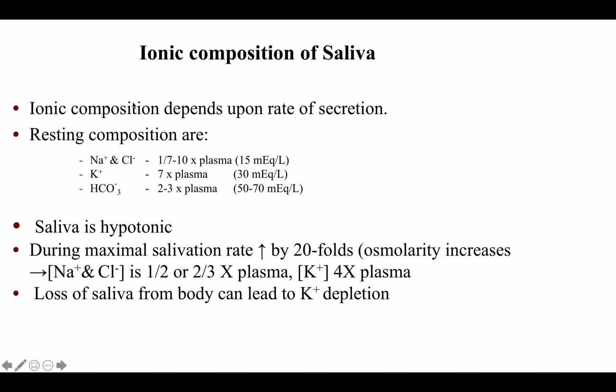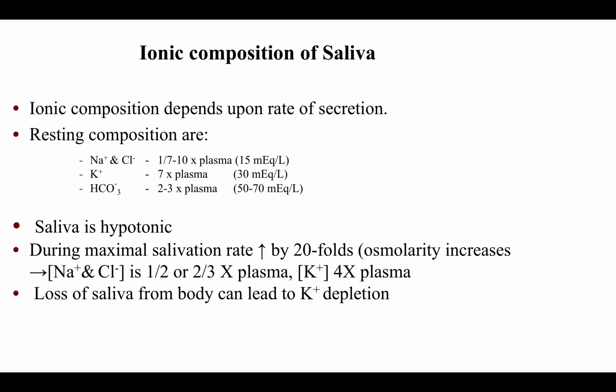Now, the ionic composition of the saliva depends on the rate of secretion. At resting conditions, the sodium and the chloride concentrations equal 1/7 to 1/10 of the plasma concentration. The potassium ion concentration is 7 times as much as the plasma concentration, and the bicarbonate ion concentration is 2 to 3 times that of the plasma. Saliva is always hypotonic.